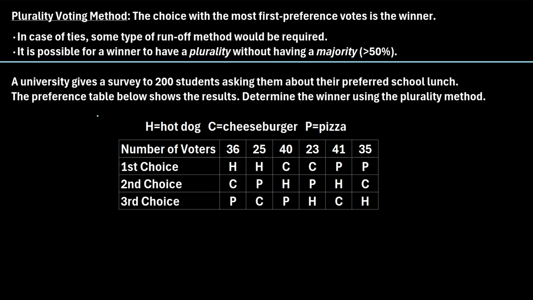So let's check out an example. A university gives a survey to 200 students asking them about their preferred school lunch. The preference table below shows the results. Determine the winner using the plurality method.